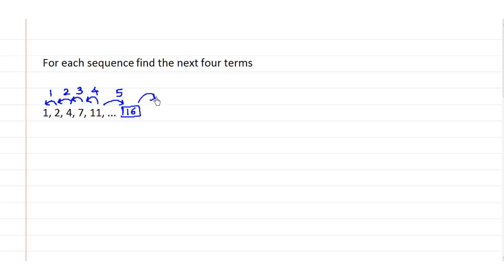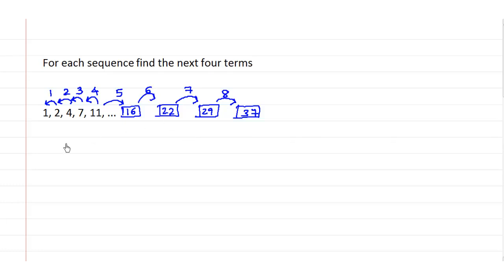And then its next number should be 6 more than 16, which is 22. And then it should be 7 more than 22, which I hope is 29. And then it should be 8 more than 29. So 9 plus 8 is 17, 37. So the next 4 numbers are 16, 22, 29, 37.